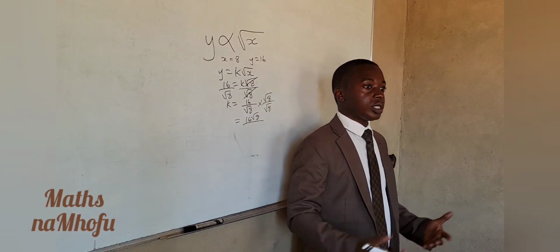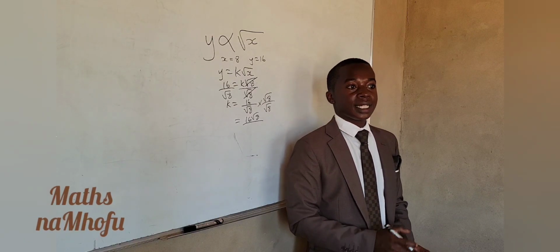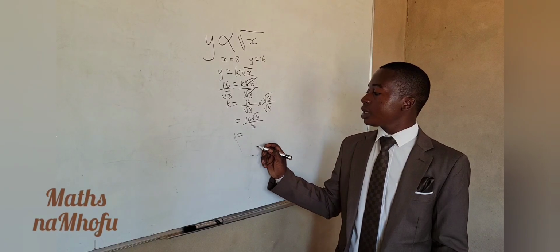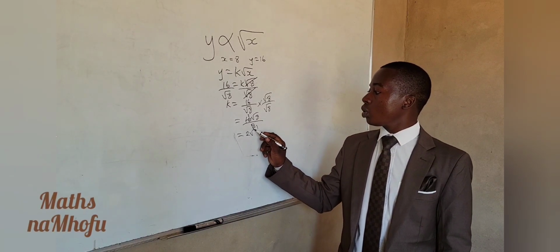What is the answer? Root 8 times root 8. Yes, 8. Thank you so much. It will be 8. Then, when you simplify, 8 divided by 8 once, 16 divided by 8 twice, right? So it will be 2 root 8.